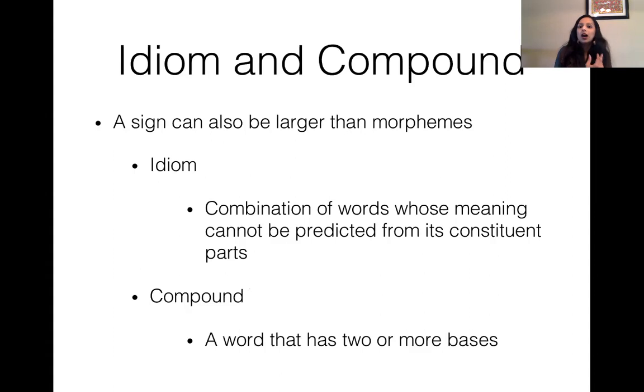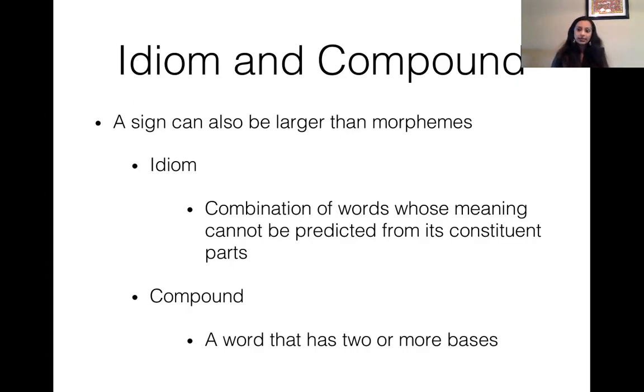But a sign can also be larger than just a morpheme. You can have idioms, which are combinations of words that have a particular meaning that cannot be discerned from the smaller individual parts. Kick the bucket is a classic example. The individual meanings of kicking and the bucket do not combine into the larger idiomatic meaning, which is to die. That's why it's called an idiom: its specific meaning cannot be predicted from the smaller units it's composed of.